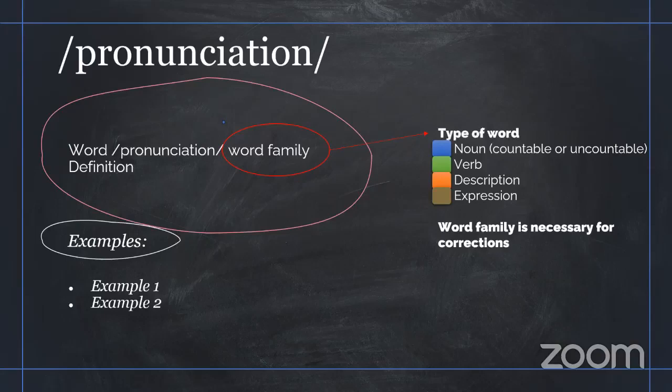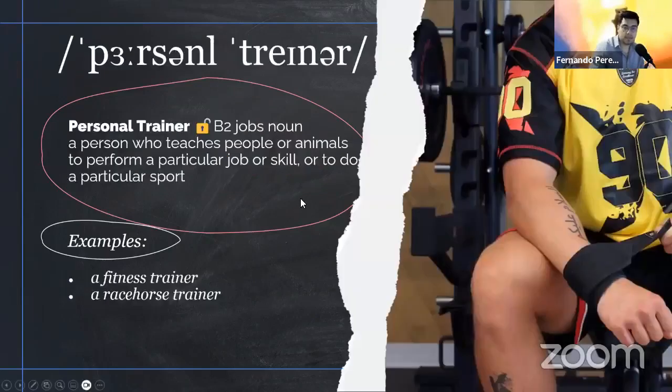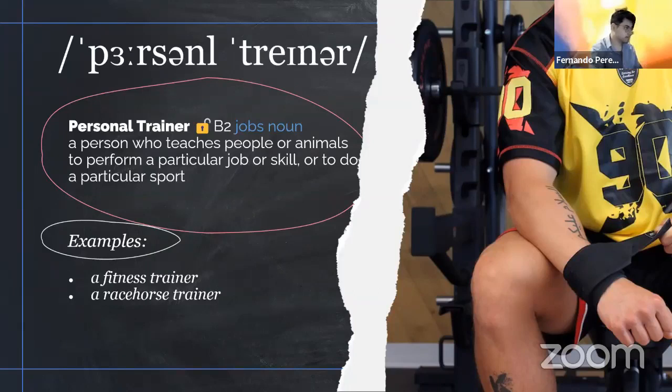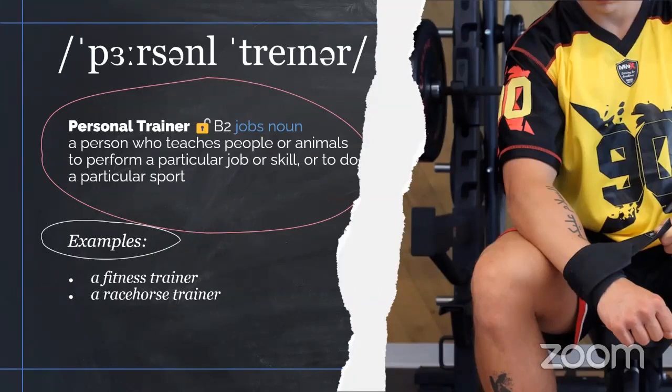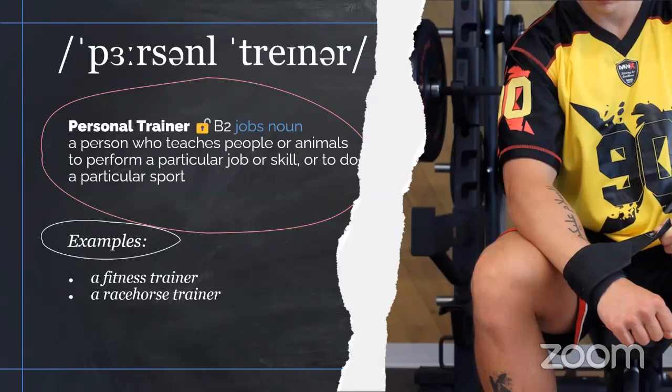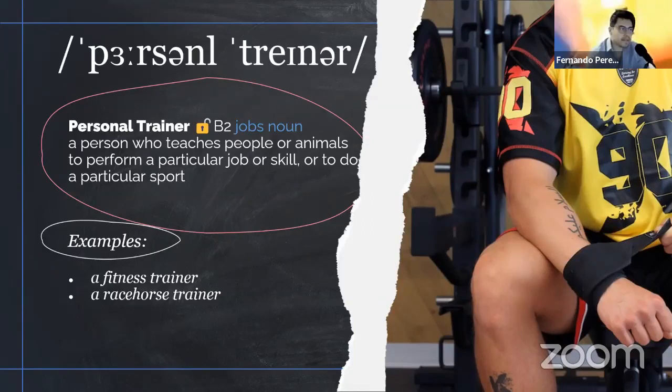I understand. Perfect. Well, let's start with the first word. Number one, help me with pronunciation and definition. Luis. Okay, personal trainer. Perfect. Very right pronunciation. Personal trainer. Excellent. Good. Tell me definition, Luis. A person who teach people or animals to perform a particular job or a skill or to do a particular sport. Okay, let's check pronunciation.